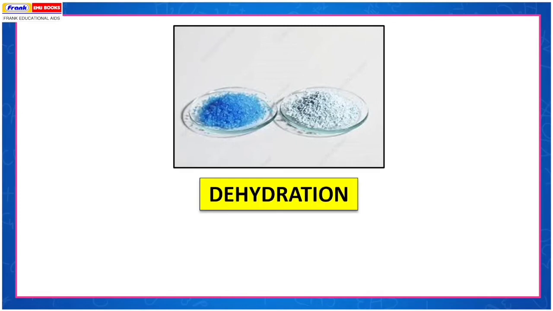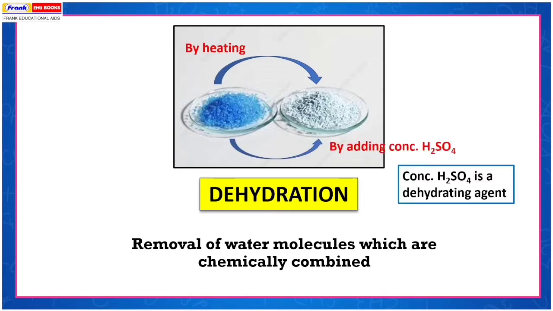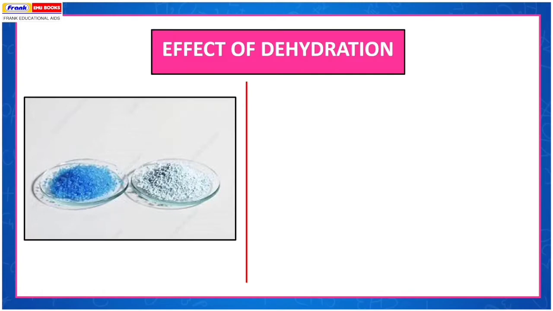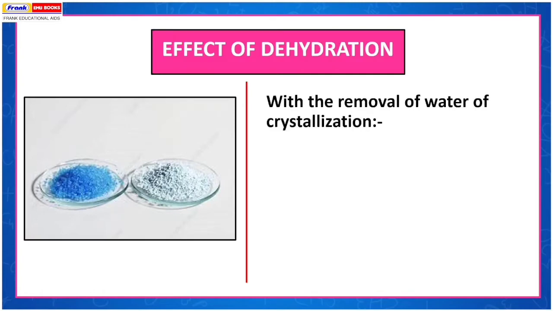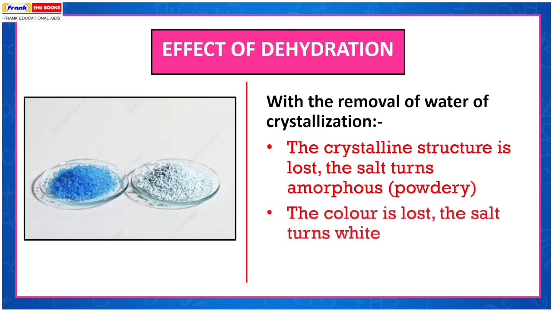Dehydration. Removal of water molecules which are chemically combined is referred to as dehydration. Dehydration can be done either by heating or by adding dehydrating agents such as concentrated H2SO4. Effect of dehydration. With the removal of water of crystallization, the crystalline structure is lost. The salt turns amorphous or powdery. The color is lost. The salt turns white.